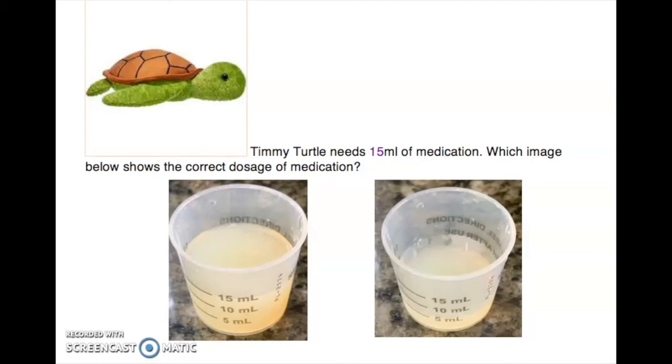Here's another patient named Timmy Turtle. Have you noticed that some of our patients have had names that are alliterations? Timmy and Turtle both go t-t-t and start with the letter T.